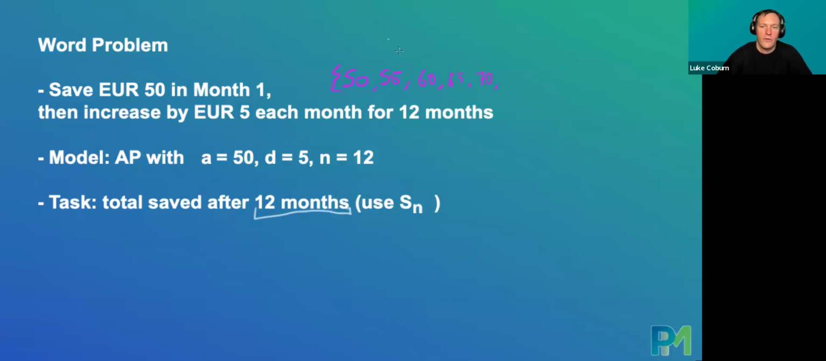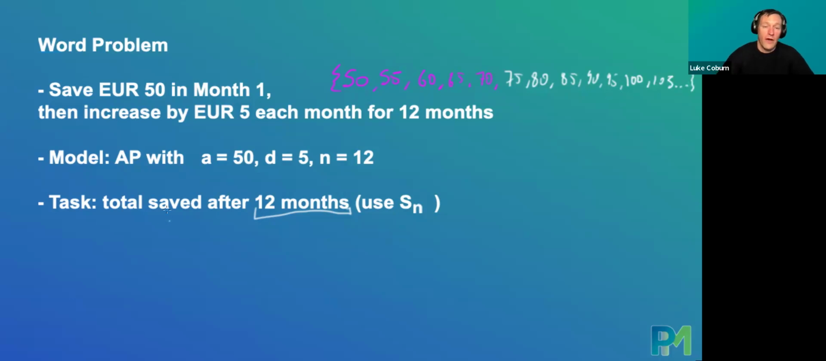Okay, so let's just write out the numbers in the sequence. So 50, 55, 60, 65, 70, 75, 80, 85, 90, 95, 100, and then 105. So that's going to be 1, 2, 3, 4, 5, 6, 7, 8, 9, 10, 11, 12. Okay, so these are just following that rule: 50 saved in the first month, then 5 more each month from then on. And then it would just go on and on.